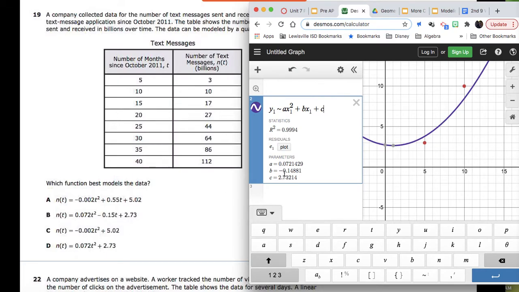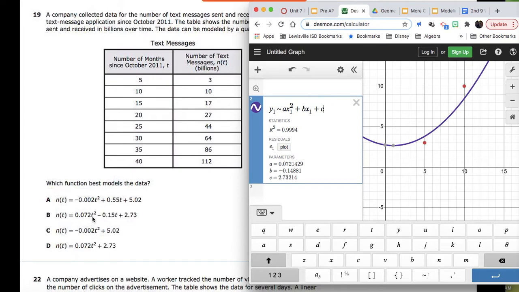The next thing, looking at B, negative 0.1488. So our B value around negative 0.15. That is on answer choice B. And then you can check the C part, 2.73, 2.73. So the answer choice to this would be B, and we would have done everything within Desmos, just doing that regression equation.